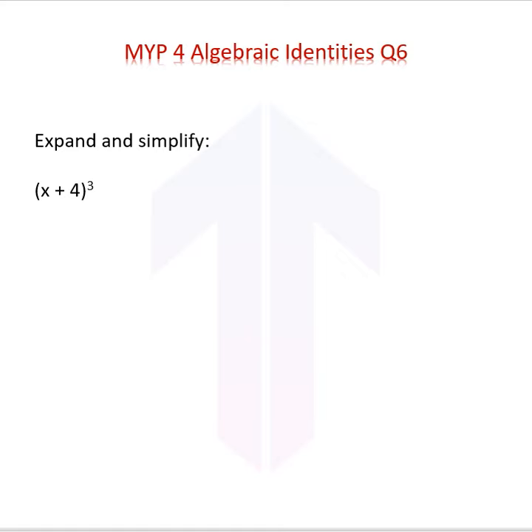We have to expand and simplify (x + 4) whole cube. Now, this is the identity (a + b) whole cube, that is equal to a cube plus 3a square b plus 3ab square plus b cube. You have to again memorize this identity and compare x as a with a and 4 as b.